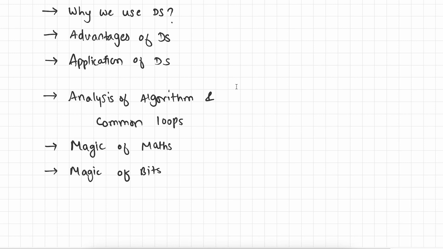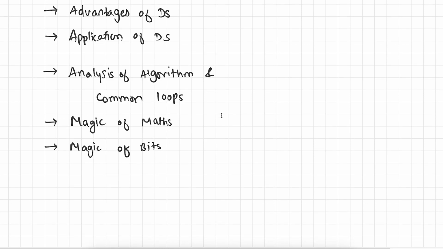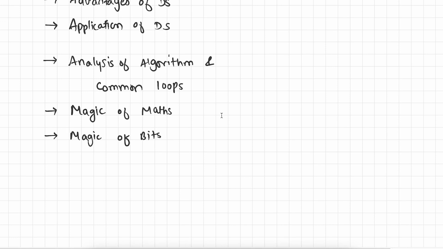After analysis of algorithms, we moved to magic of mathematics. In this section, we did a few questions and saw how mathematics can help us solve those problems very quickly. After that, we moved to magic of bits, where we learned bitwise operators like left shift, right shift, and, or, XOR, etc., and how we can use bitwise operators to solve coding problems.